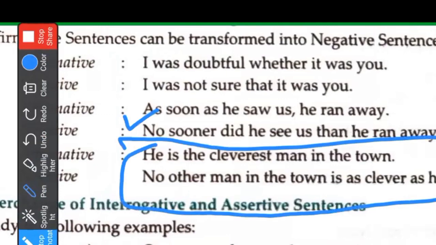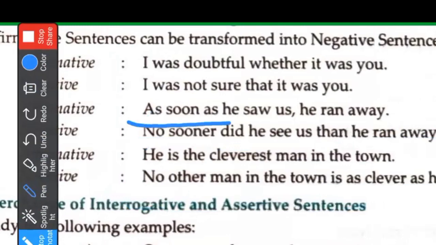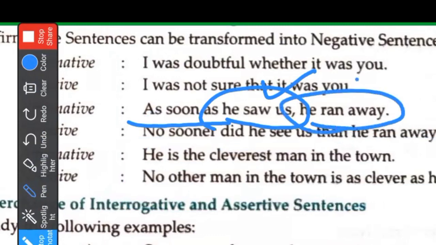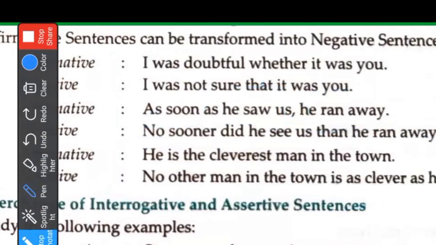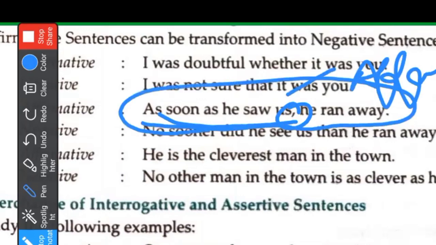Okay. So now, what was "as soon as" all about? As soon as he saw us, it is in the past form. Okay, it is in the past form, and the next clause is also in the past form. Whenever we write this sentence, "as soon as he saw us," we follow it with a comma. And "as soon as" is always and always written in the affirmative. Here it is written in the affirmative.